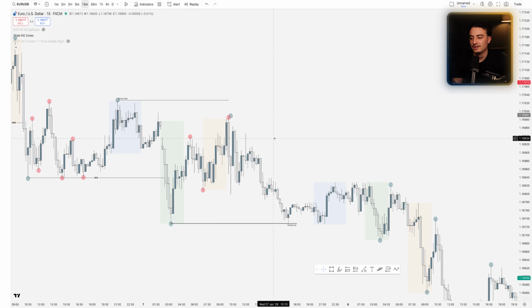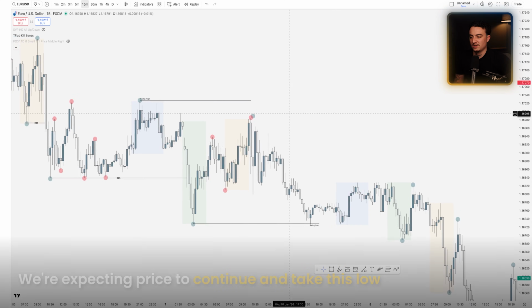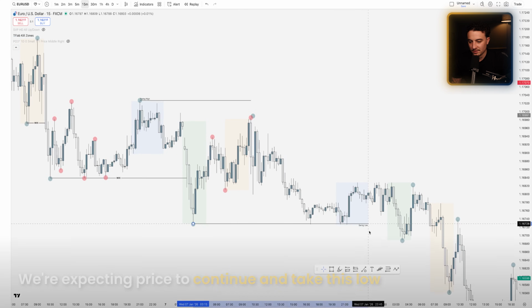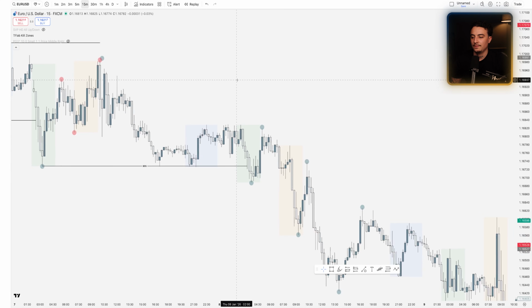So what are we actually expecting to happen? Well, we're in a bearish trend. We're not expecting price to trade to the upside, so we shouldn't be taking longs. We're expecting price to continue and take this low. What happens? Price continues to the downside and takes this low, continuing the trend, which is a break of structure, a continuation. Now, this is the lowest point after the break, and this low put in this high.